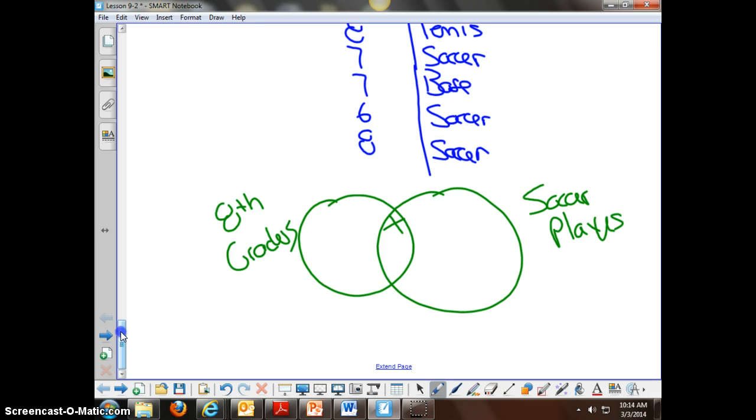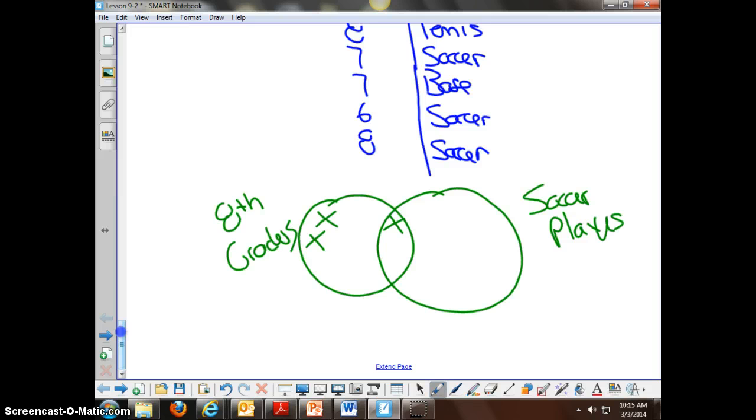We have an 8th grader who plays baseball. Can we use that information somewhere? Yes. Just the 8th grader, but not a soccer player, so we don't need to mark that. Next piece of information would be an 8th grader who plays baseball. So again, we have an 8th grader, but no room for the baseball player on our Venn.